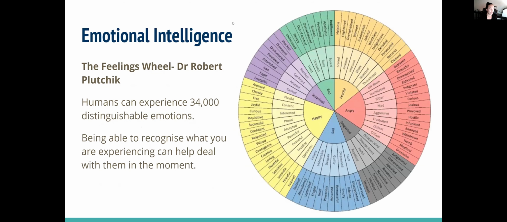Emotional intelligence is a phrase that you may very well have heard before. So we have here the feelings wheel, and this is a tool that is used to help people expand out their emotions.